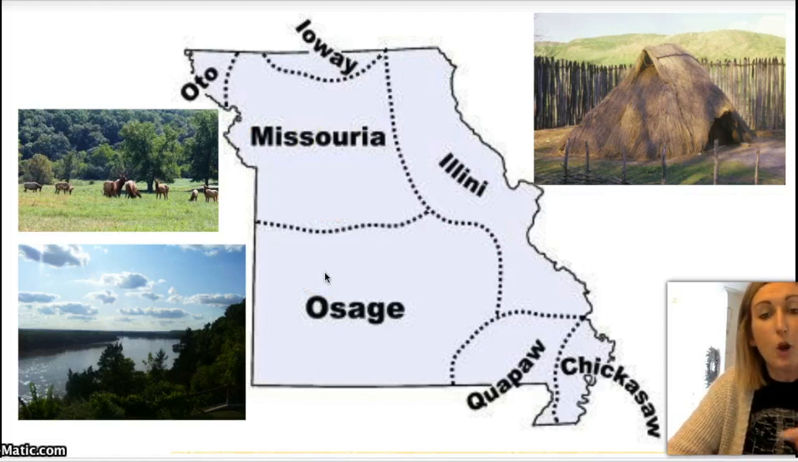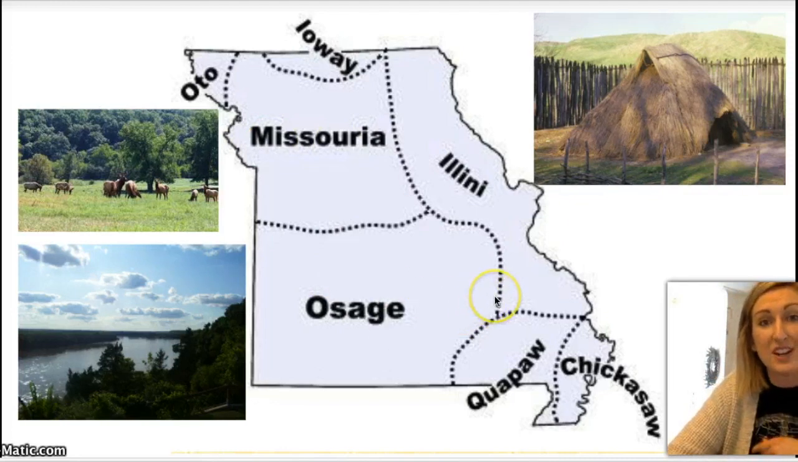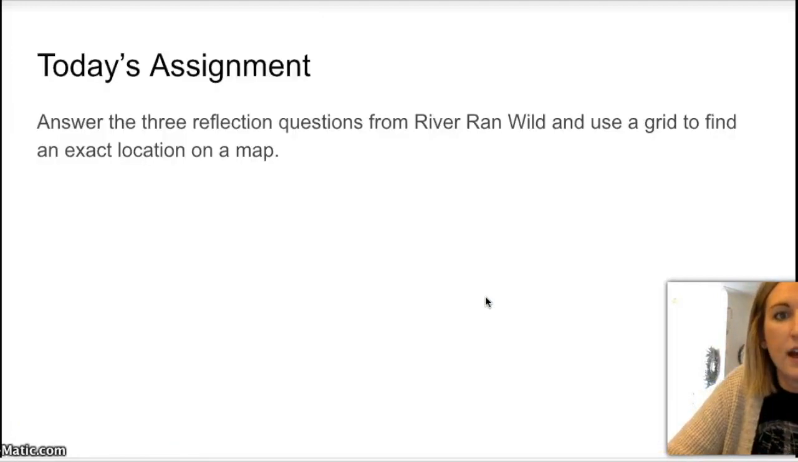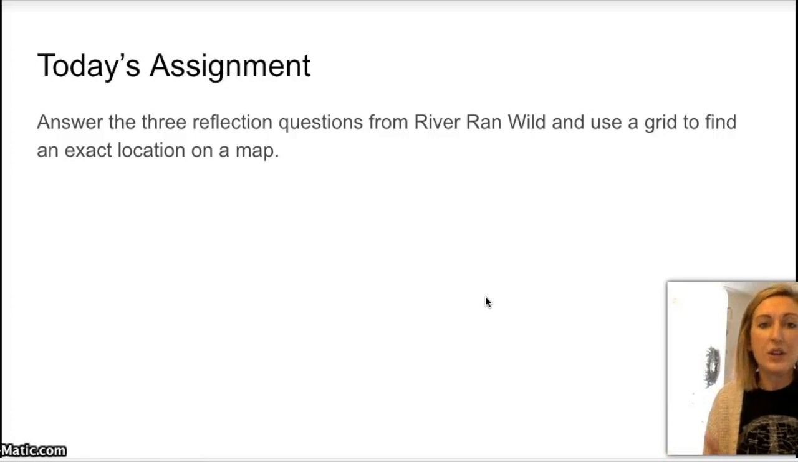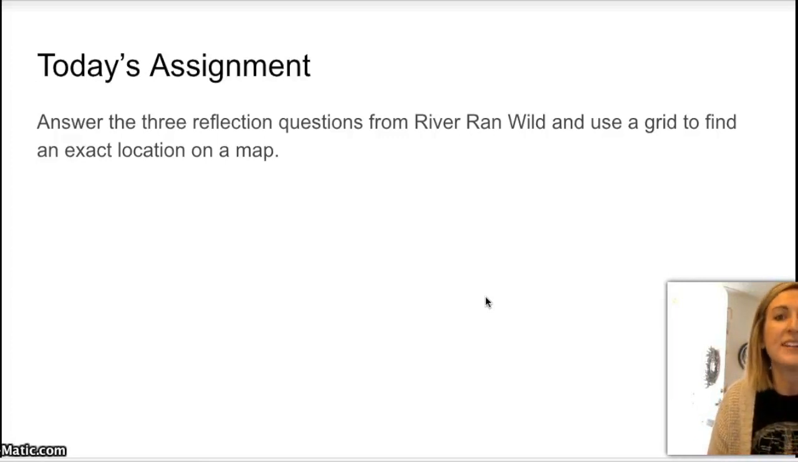Okay. Tomorrow we'll learn more about these tribes you see here and what happened to them and what happened to their land. All right, guys, today's assignment: you are going to answer the 3 reflection questions that I read to you right when we finished part 1 of A River Ran Wild. And you're going to use a grid to find an exact location on a map. I know today's video was really long. Remember, you don't have to memorize all this, but I do want you to think about where Native American people lived in what we know today as the United States of America.